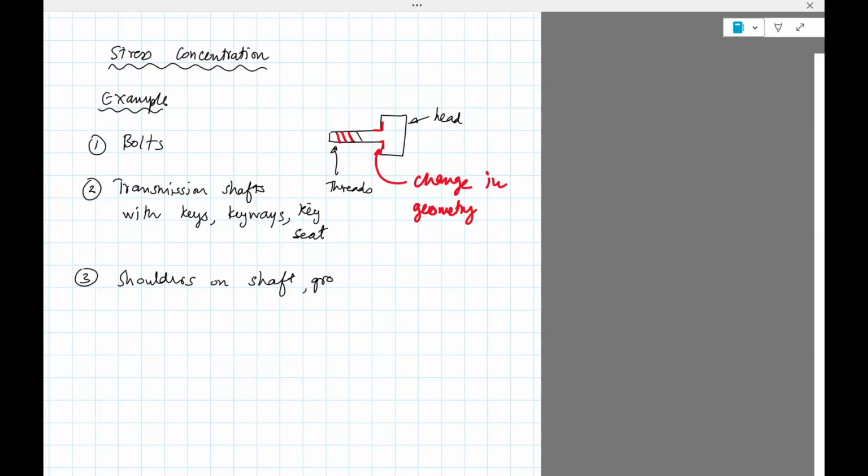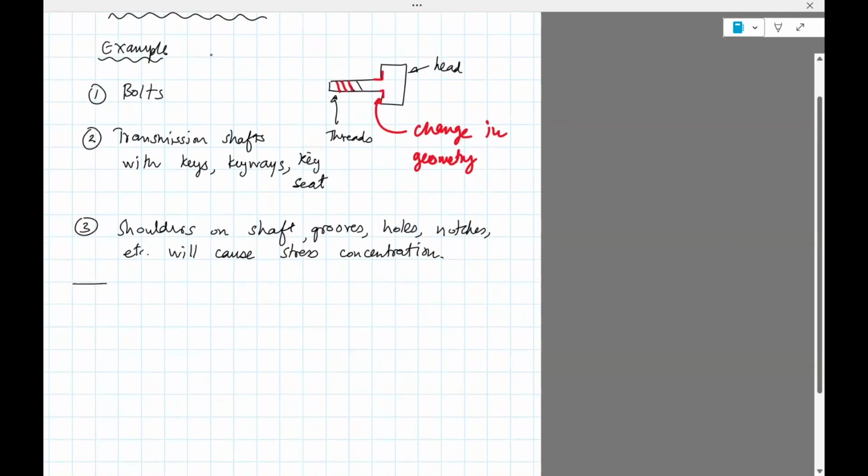Grooves. These are intentional cuts made so as to hold other things, notches, etc. will cause stress concentration. Okay, and the stress concentration can be quite high, so that those parts will fail first. Now, how do we work with stress concentration? This is how we'll do it.